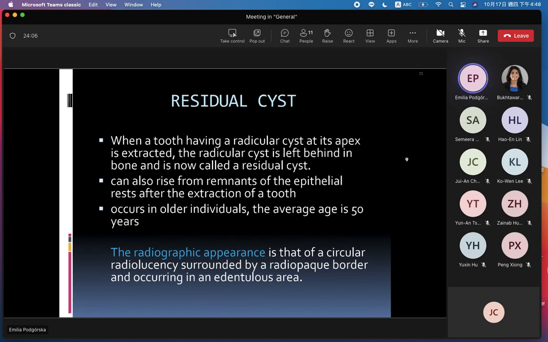It can also arise from remnants of the epithelial rests after the extraction of a tooth. It occurs in older individuals. The average age is 50 years. The radiographic appearance is that of a circular radiolucency surrounded by a radiopaque border and occurring in an edentulous area.